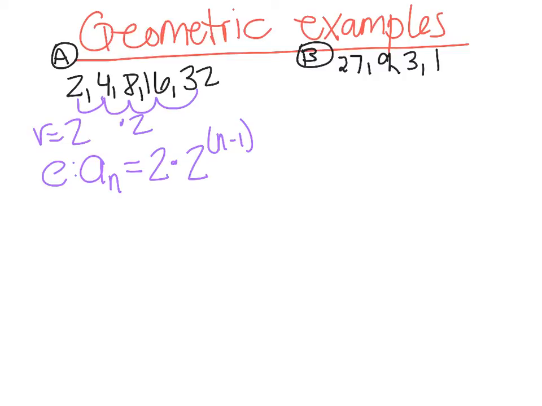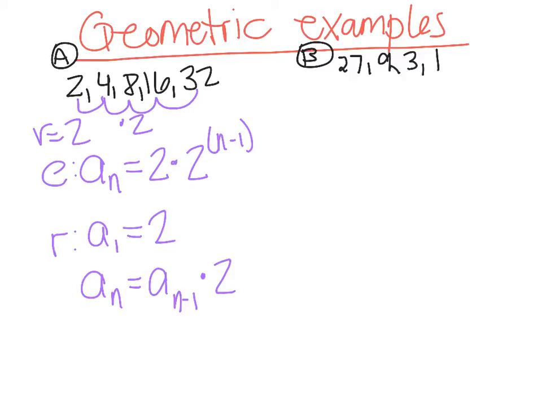For the recursive formula, I'm going to have a sub 1 equals our first term, which is 2. Then for the other part, a sub n equals a sub n minus 1 times 2. And that's as far as I can go there because, again, I don't need to do anything or solve for anything because I don't know what I'm solving for yet.